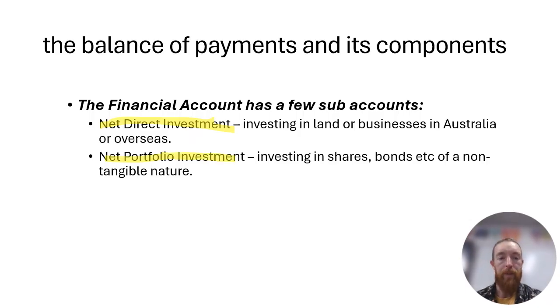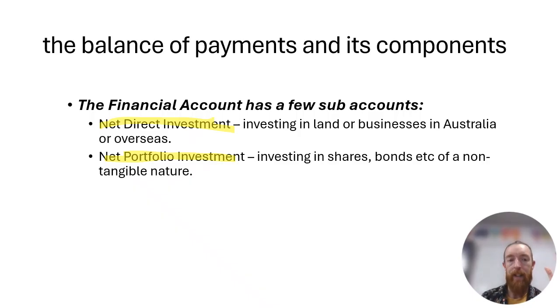We've got net portfolio investment, which is the same thing but on a smaller scale, often investing in shares, bonds, things of a non-tangible nature. So for example, if you go and buy shares in Tesla, there's going to be a debit out of Australia because that is a foreign company that is going to be getting that money in the short term.